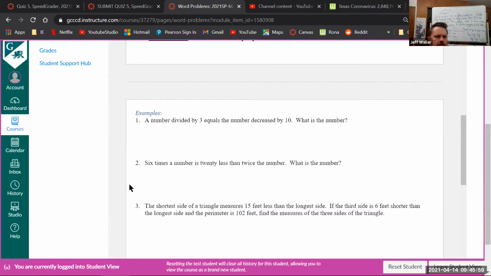I call those pseudo equations. They're like somebody reading an equation to me, so they're not like real word problems. I don't know if you guys agree with me. If somebody just read to me what an equation said, they could say a number divided by 3 equals the number decreased. So you just have to write the equation that they're reading off to me. Does that make sense? Number 3 is kind of like the first real word problem here. But try number 1 real quick.